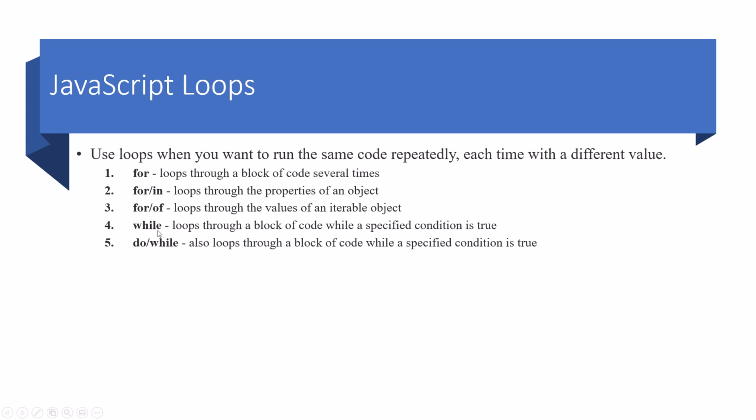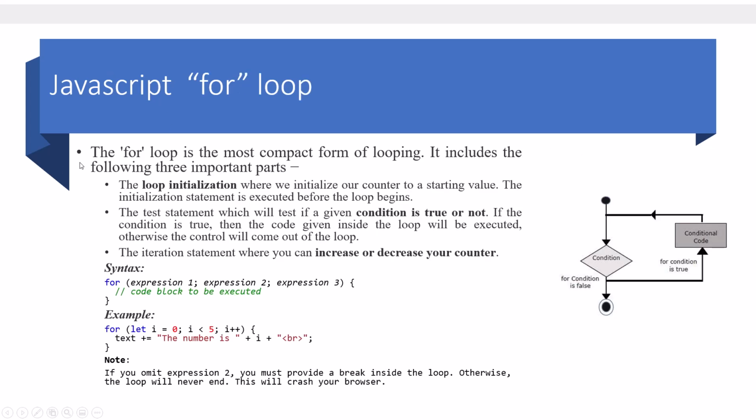The fourth one is the while loop, where we loop through a block of code while a specific condition is true. And the last one is do while, where here also we loop through the block of code while a specific condition is true. So we will see all the loops one by one with their syntax and an example. Starting with the for loop.